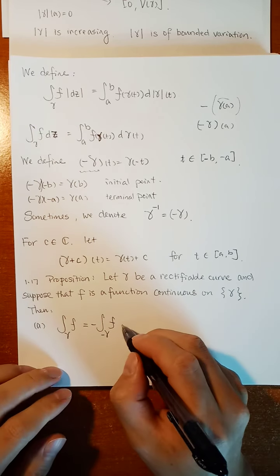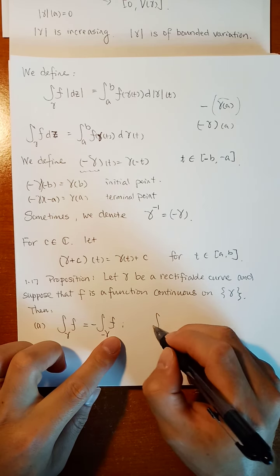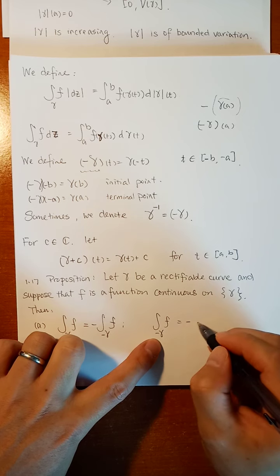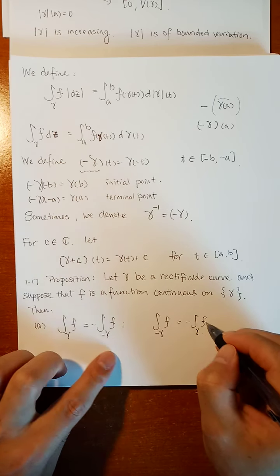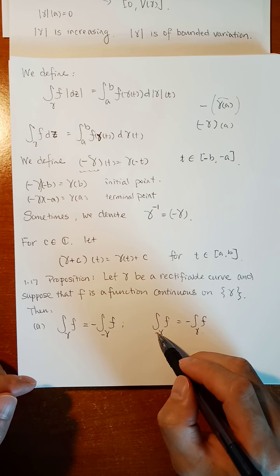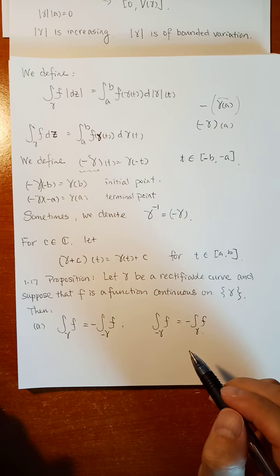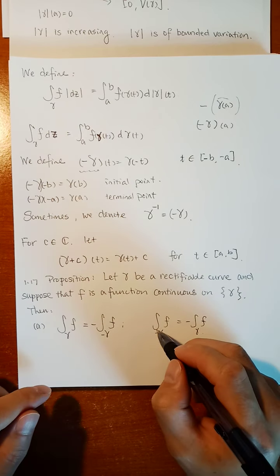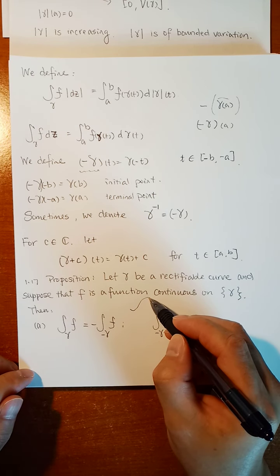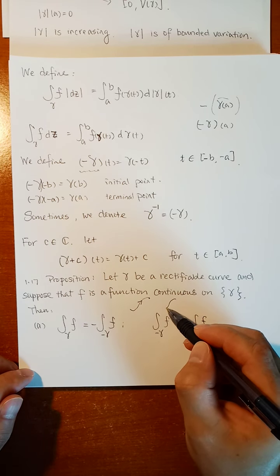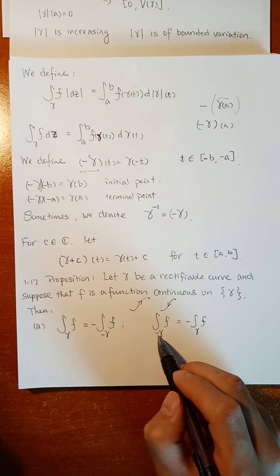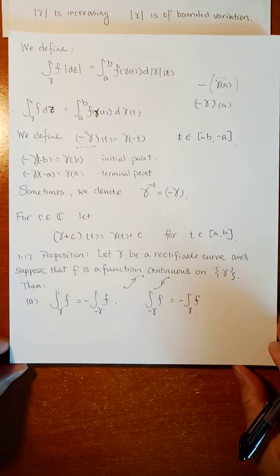So this one looks strange, but actually you can write it this way: the integral of f along negative gamma is equal to negative the integral of f along gamma. Just move this negative sign to the other side. So now it looks better. You can move this negative sign to the front. And also we understand that if you change the direction of the curve, you get a negative sign.